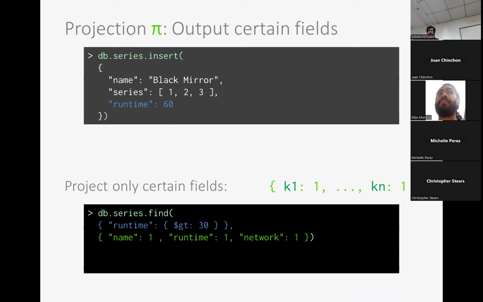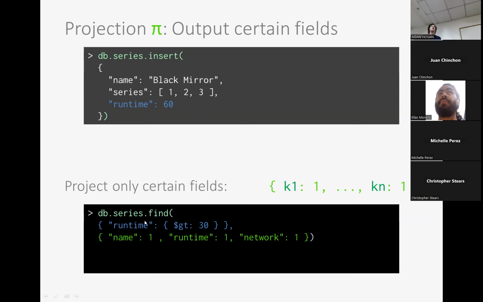So the first feature is to use 1 to output certain fields. So how does this work? If we have our document here, we've run a selection here. This is the first command of find. And if we want to run a projection, we add a second argument, which is the projection. So the first argument is the selection. The second argument is the projection. So the first argument decides which documents we're going to return.